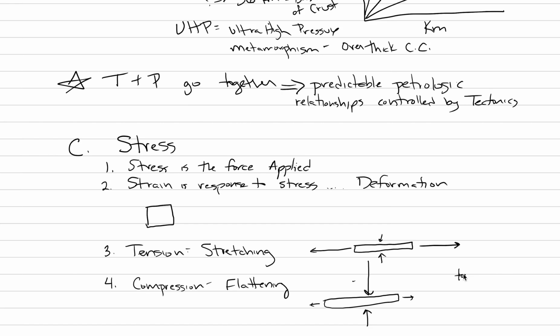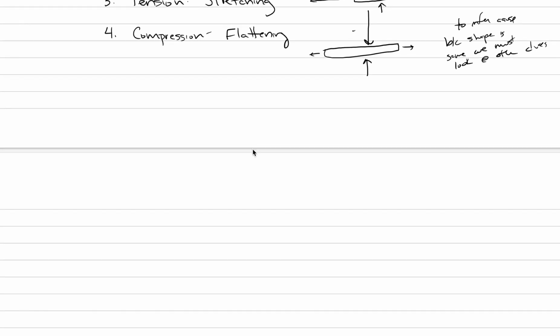So let's say that to infer cause, because shape is same, we must look at other clues. That's pretty sloppy penmanship, but you get the idea because I just said it out loud to you. Another word for this compressional stress, when it's caused by gravity, is called the normal stress. Oops, not two L's. This is when it is a gravitational compression.